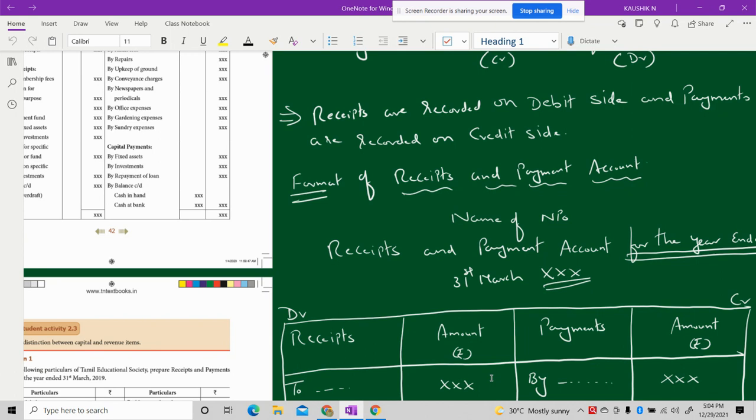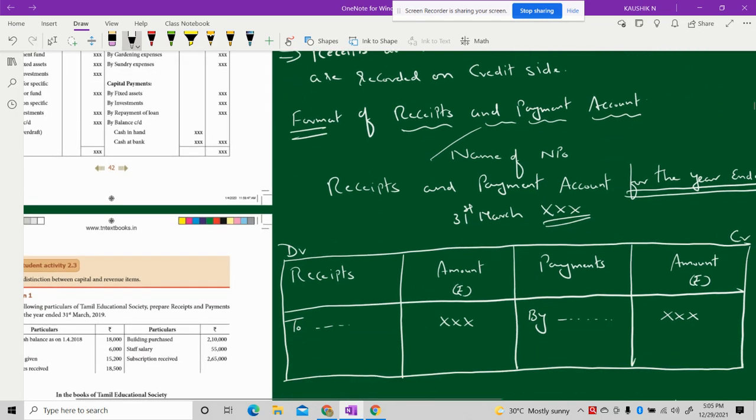Point number one, check whether the name of the NPO is mentioned in the question. If you have the name of an NPO, then you have to record the name of the NPO first. Followed by that, you should write the heading of what account you are going to prepare, whether it is a receipts and payment account or an income and expenditure account, for which year. The year, 31st of March 2020 or 2021 or whatever it is as given in the question, you have to record. If it is not 31st of March, then check whether it is December. In that case, it should be 31st of December of the respective year.